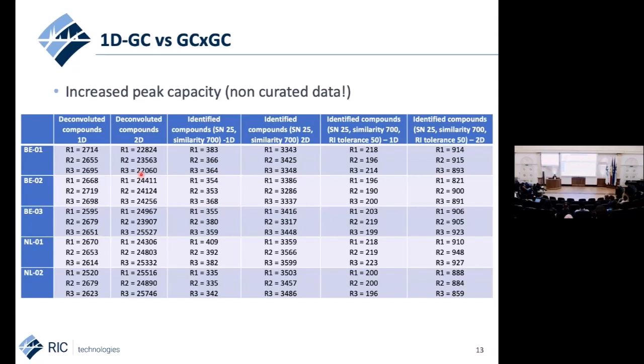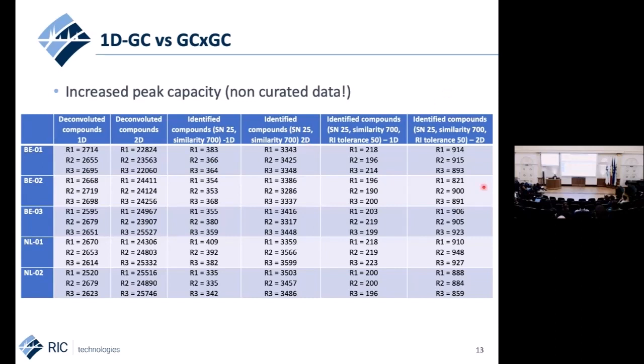We go a step further. This is deconvolution and identification. We narrow it down to about 300 compounds in the 1D data, and we have about 3,000 compounds with GC×GC. So again, about 10-fold more information just by switching from 1D to 2D.